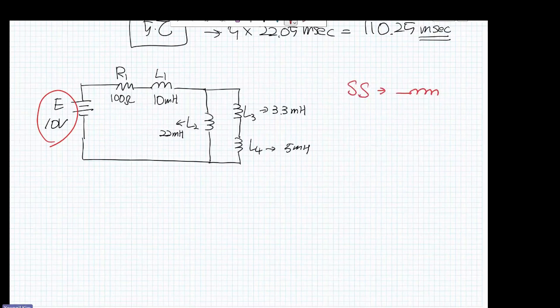Now, in steady state, the inductor will go to a short circuit. However, the capacitor is what? The open circuit. Very good, John. You got an A. Okay. So Dylan, he's a love, right? But you know, sleepy. Hey, Tom. What is the total inductance?